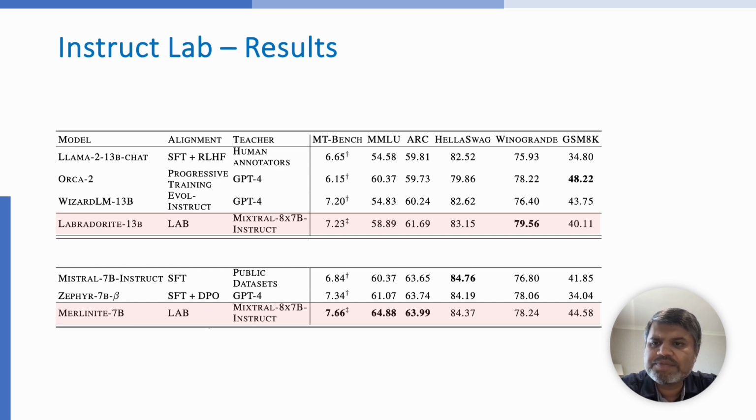Here are some initial results from InstructLab. You can find the latest results in the GitHub repository. So Labradorite 13 billion and Merlinite 7 billion are both based on open source models, which are Llama 13 billion chat and Mistral 7 billion instruct respectively. And you can see that it improves the performance on many benchmarks, including MT-Bench, MMLU, and others.